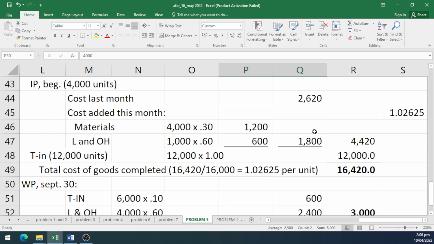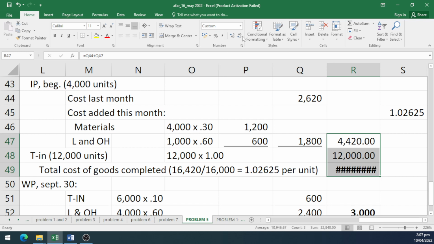So the total cost of 4,000 units upon completion is 4,420. The cost of 12,000 units transferred in this month and completed this month, 12,000 times 1, that's 12,000. So the total cost of goods completed, yung pong 16,000 units, ito, 16,420.